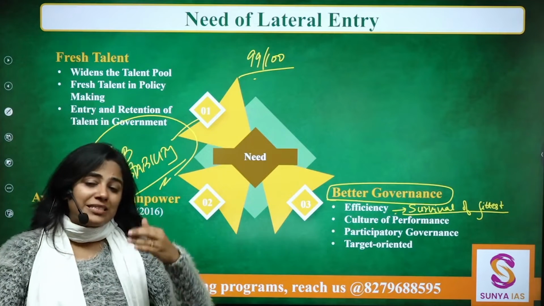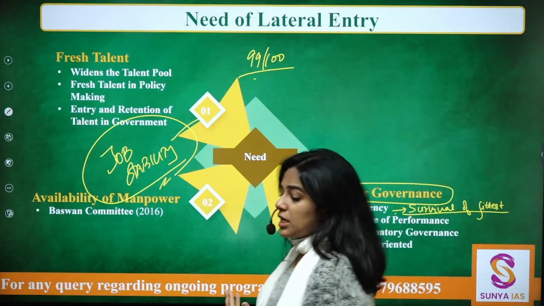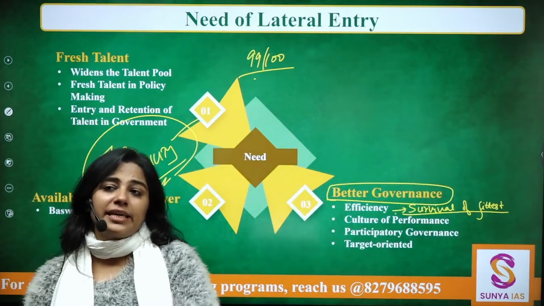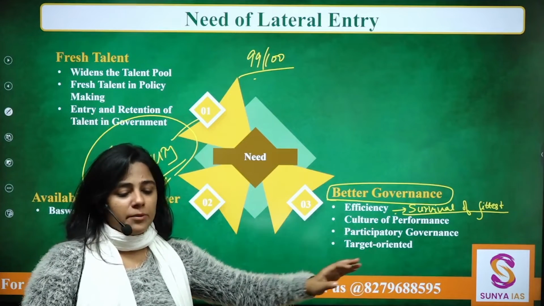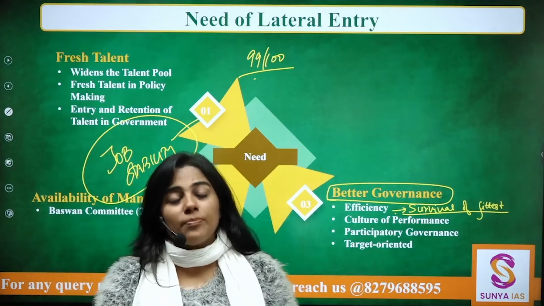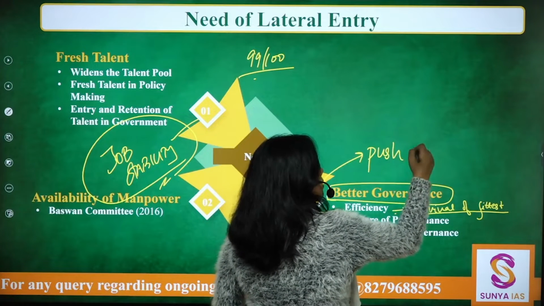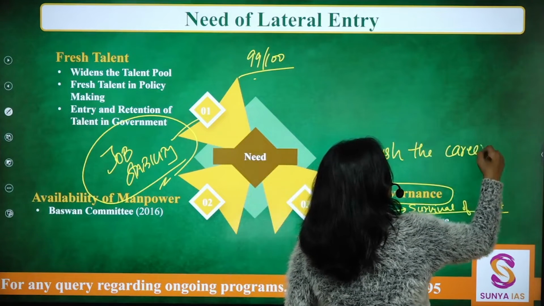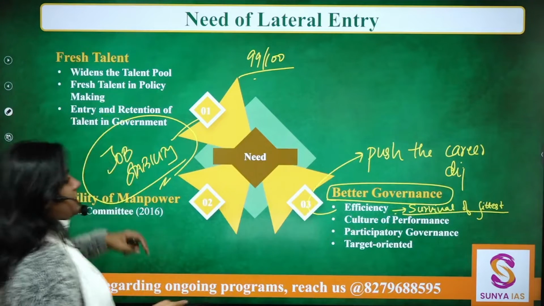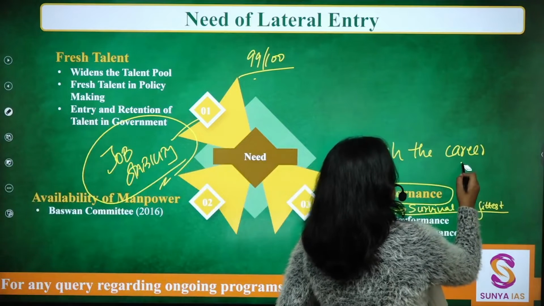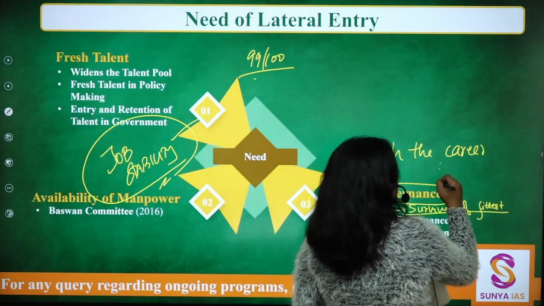Now, when someone has spent their entire life, let's say 15 years, 20 years, 25 years in the private sector, they are used to performance, they will bring that efficiency into the administration and it will improve. Another thing that will happen is it will push the career bureaucrats also. Sorry, not diplomats; diplomacy is used specifically for the foreign services. So the career bureaucrats. What are career bureaucrats?